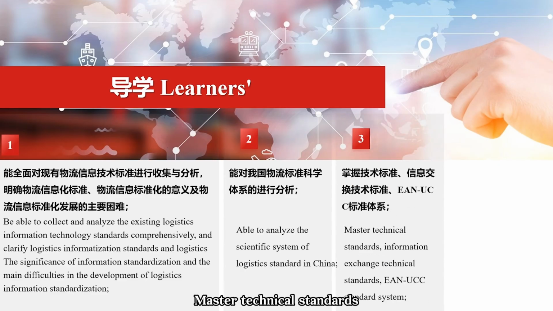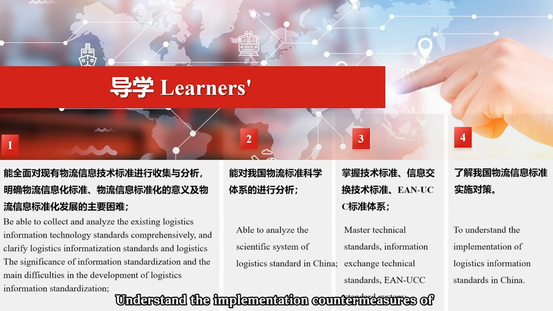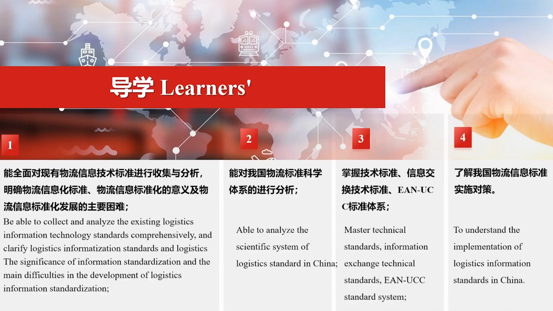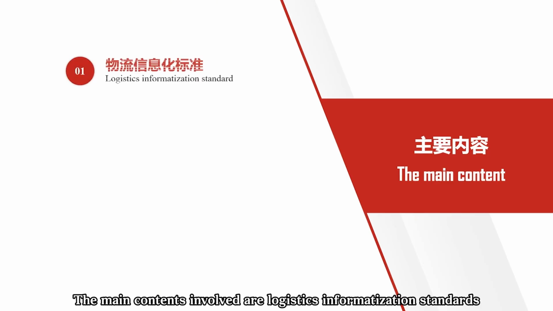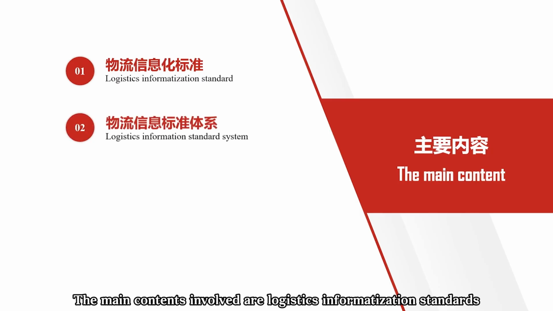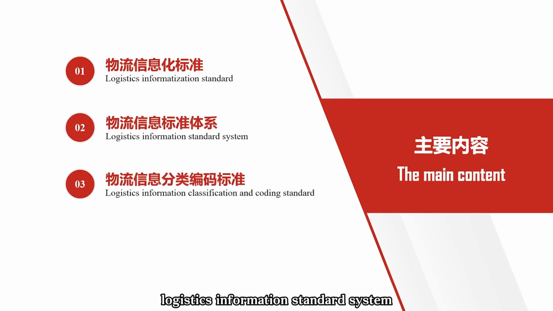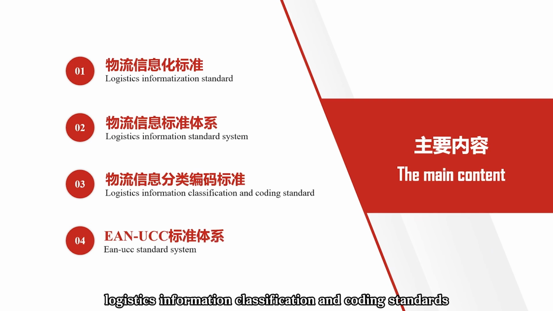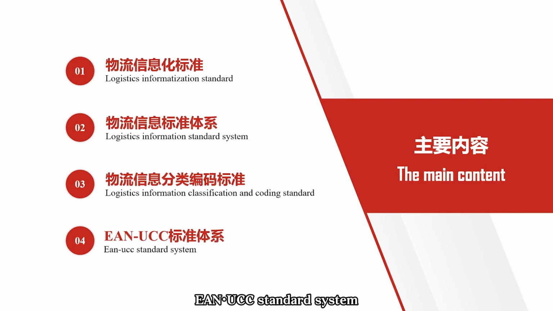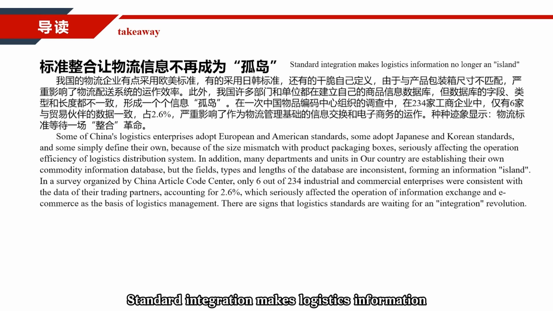3. Master technical standards, information exchange technical standards, EANUCC standard system. 4. Understand the implementation countermeasures of China's logistics information standards. The main contents involved are logistics informatization standards, logistics information standards system, logistics information classification and coding standards, EANUCC standard system. Standard integration makes logistics information no longer an island.